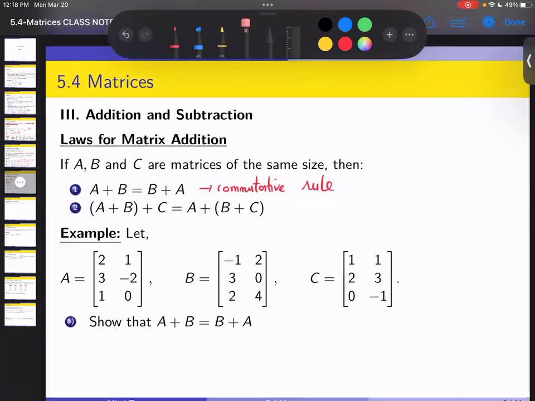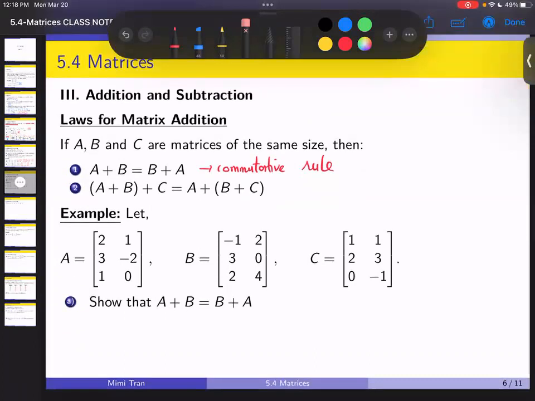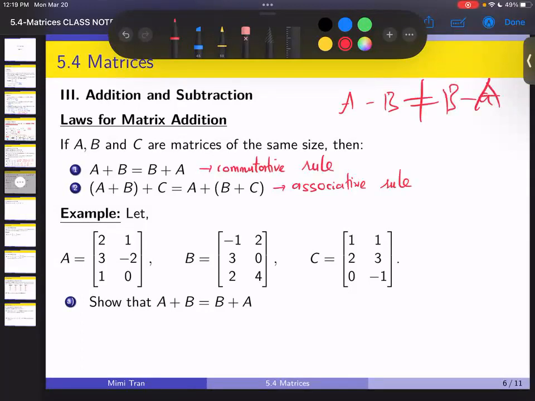Another rule is called the associative rule. If I have the sum of matrices A and B, added to another matrix C, it is equal to matrix A added to the sum of B and C. This is called associative. Commutative. By the way, A minus B is not equal to B minus A. That's obvious. Even in real numbers, 3 minus 2 is not equal to 2 minus 3, so it should not apply to matrices either.